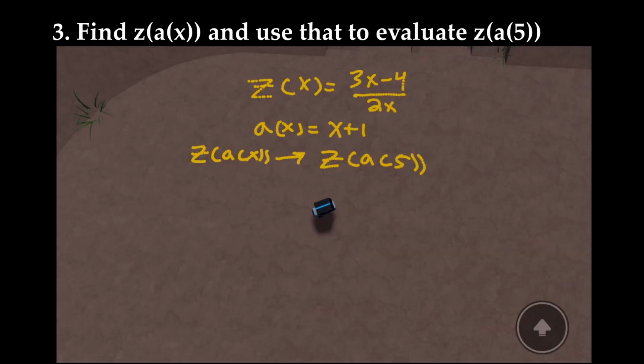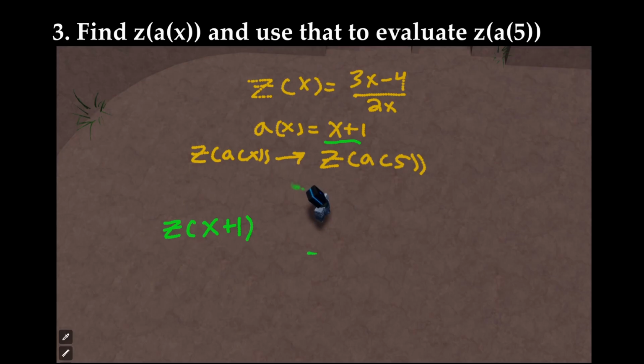In this problem, we need to find z of a of x and then use that to find z of a of 5. So the first thing I'm going to do is let's substitute a of x into z of a of x. So we'll have z, and then a of x is just x plus 1. So let me fill that in here. And then now we need to substitute x plus 1 everywhere where we see an x in the z of x function. So let me just write down z of x again. So z of x is 3x minus 4 over 2x. And then every time we see an x, let's substitute this x plus 1 into there. So I'll put it here. I'll put it over there.